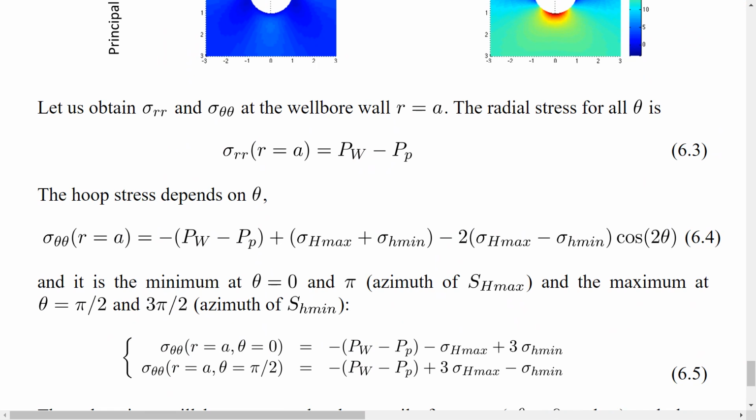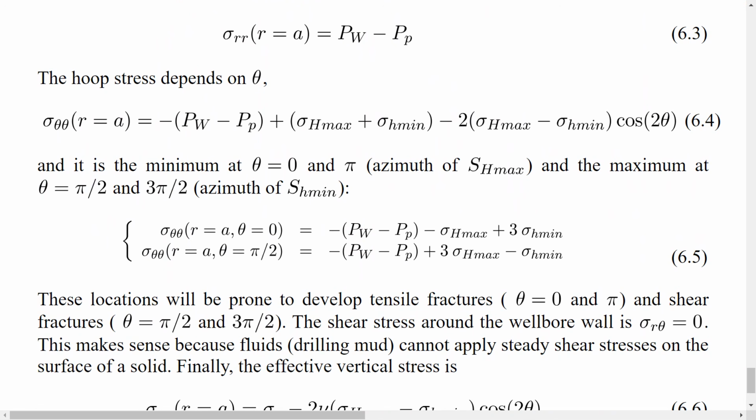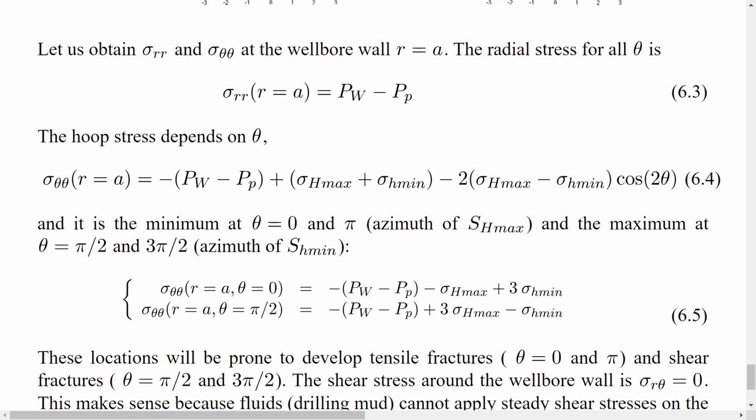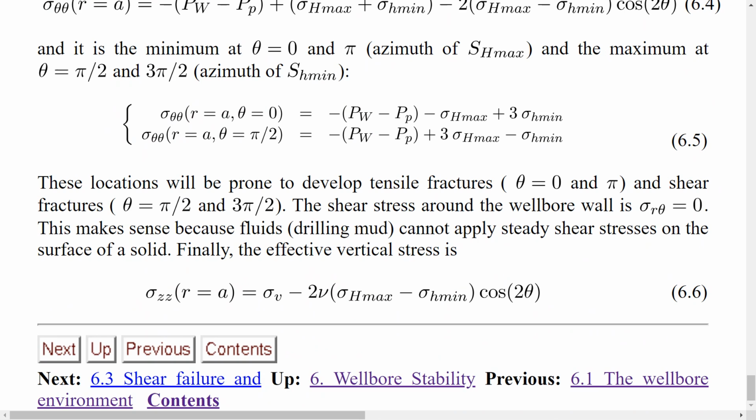Here, what we are interested in is the stress at 2 specific locations: when theta is equal to 0, which will be a point over here, and where theta is equal to pi over 2, which will be a point over there. When you do that, the Kirsch equation simplifies a lot more, and the hoop stress is equal to this value over here whenever theta is equal to 0, and whenever theta is equal to pi over 2, it simplifies to this equation.